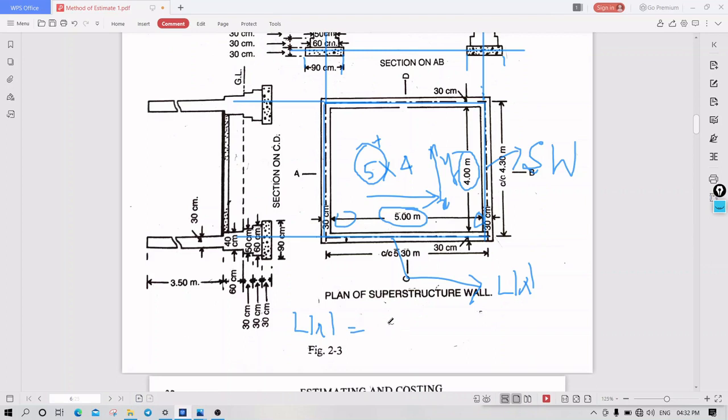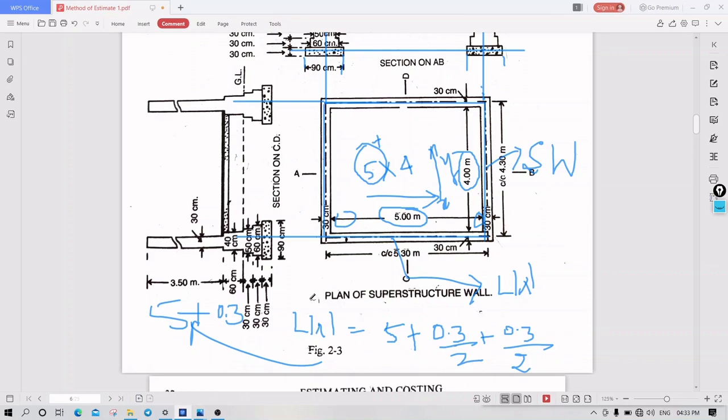The inner to inner distance is 5, plus the 30 centimeter width of the wall. So 0.3 by 2 plus 0.3 by 2 will give you the center line distance in the x-axis. Or, another method, you have to add only one width of the wall, that is 5 plus 0.3.